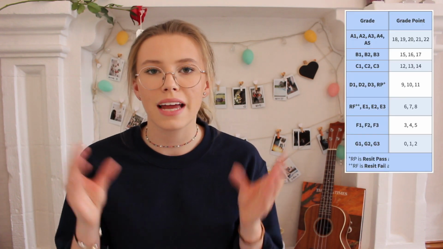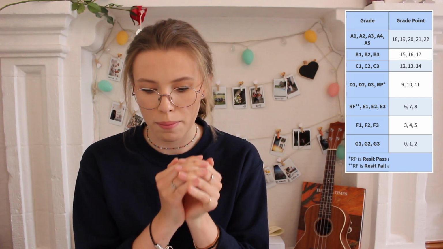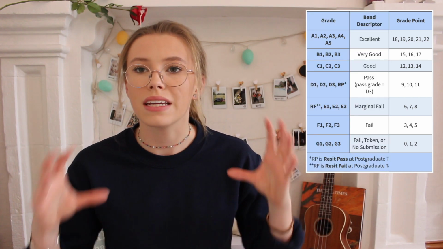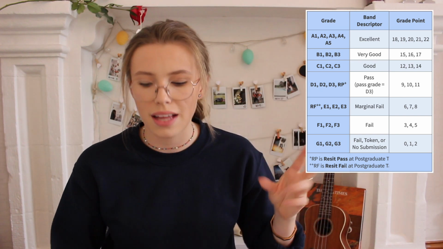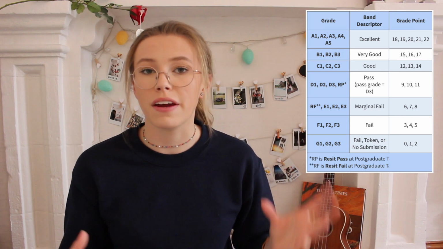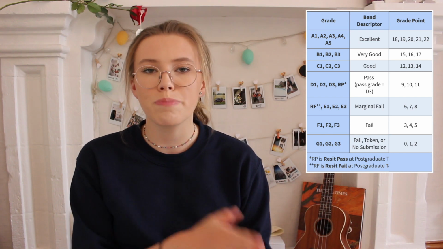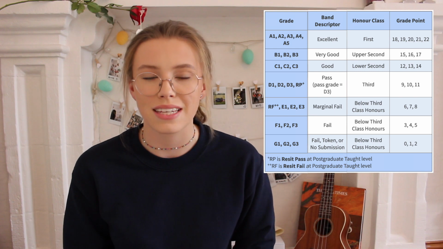So these grades and grade points match together perfectly, and each of them matches up to a band descriptor. So if you have an A grade, whether it's an A1 to an A5, that is the excellent category. If you get a B grade, that is very good. There's then good, and then there is pass. And these band descriptors in turn become your honour class or your grade classification.